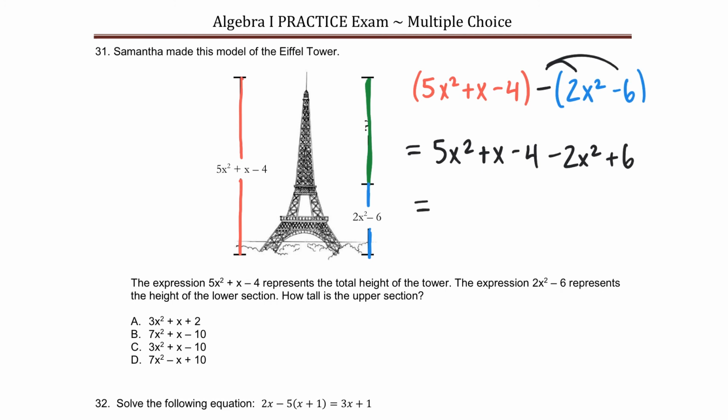So what is this? How many x squareds do we have? I'm counting 3x squareds. Then how many x's do we have? We have 1x, and then we have minus 4 plus 6, so that's plus 2. So 3x squared plus x plus 2. That'd be your answer for that one.